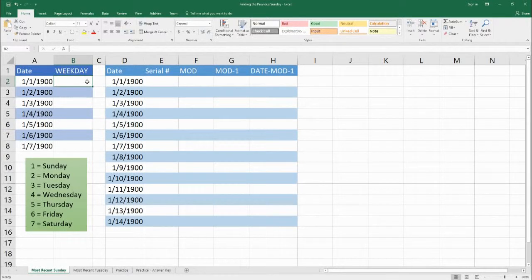Today we're going to be looking at how to make a formula that will give you the most previous Sunday based on the date you inputted. Or you can change it to say what's the most previous Thursday based on the date that you inputted.